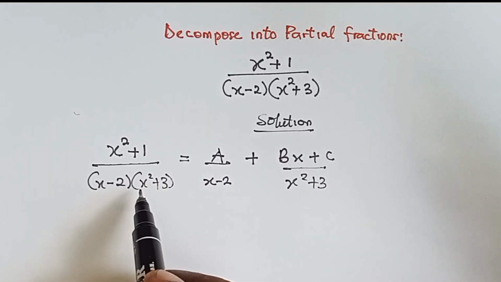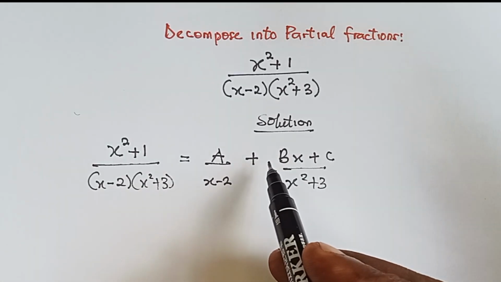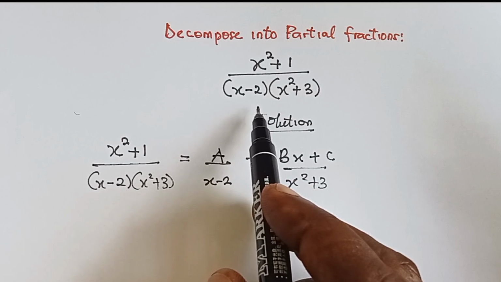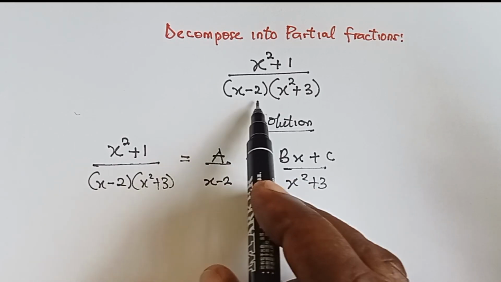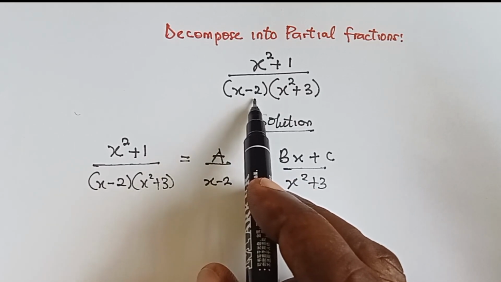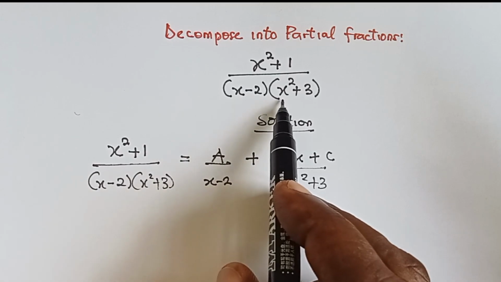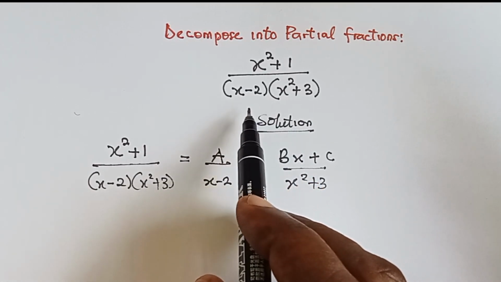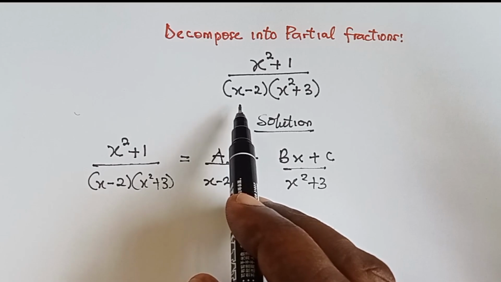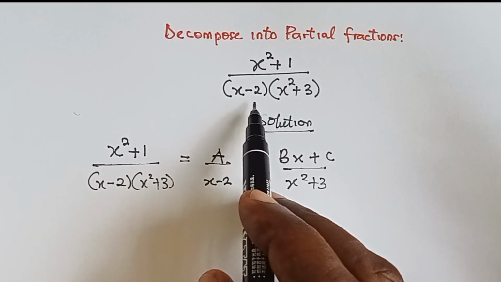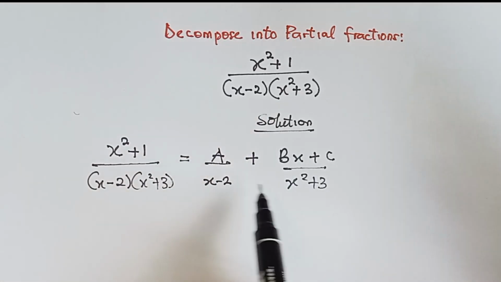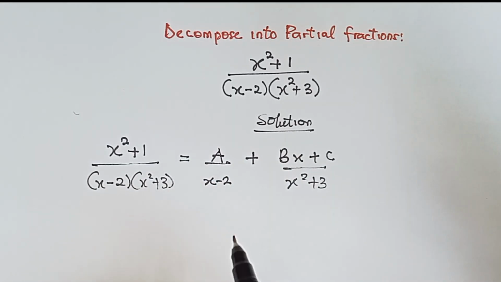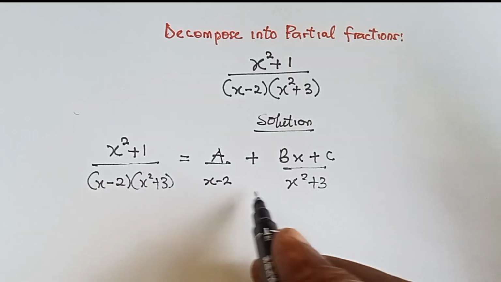Alright, so the reason why I decompose it into this is because the denominator is a product of a linear factor, which is x minus 2, and a quadratic factor, which is x squared plus 3. So once you have the denominator to be a linear factor and a quadratic factor, you are going to decompose it into this, right? So from here, we're going to find the LCM of this.